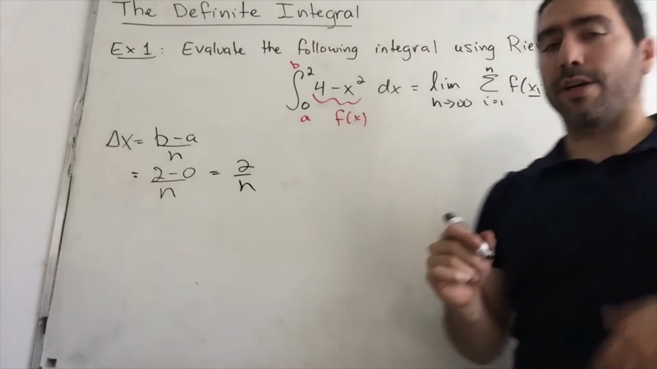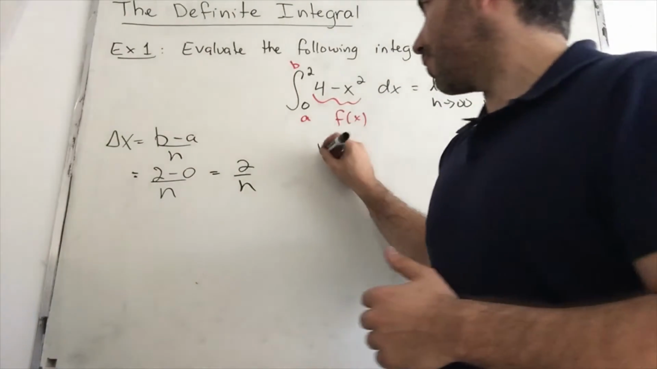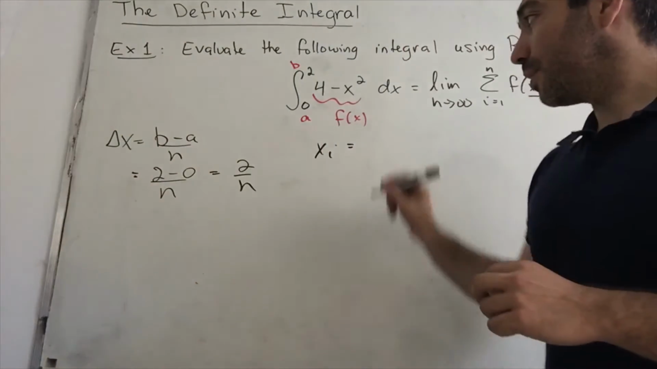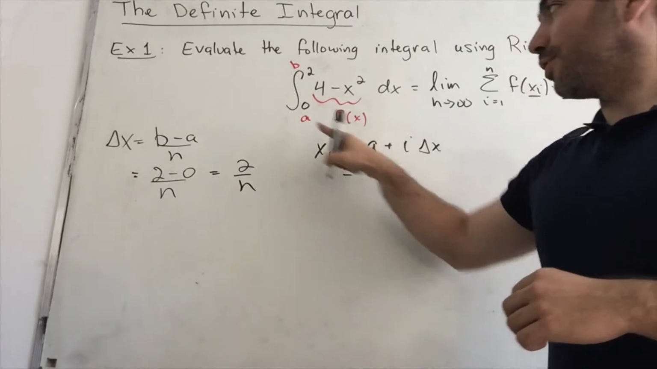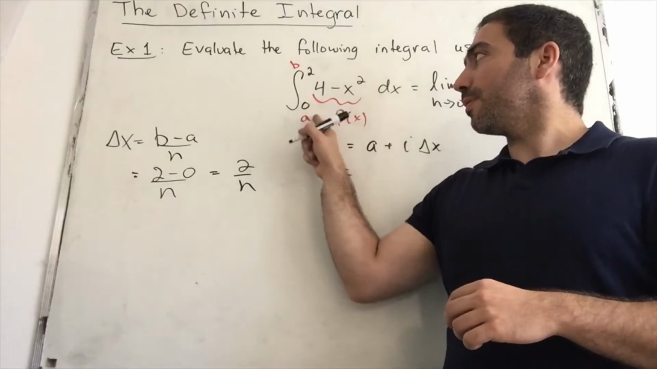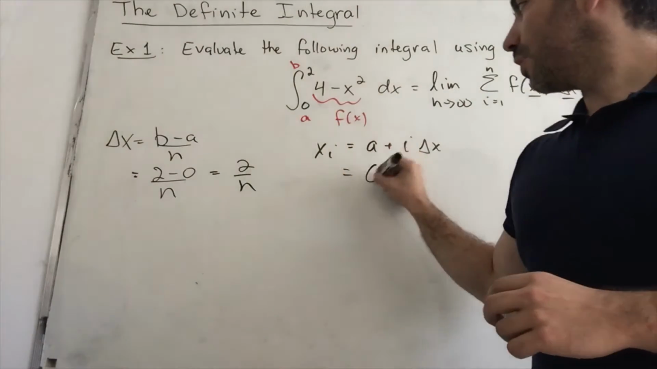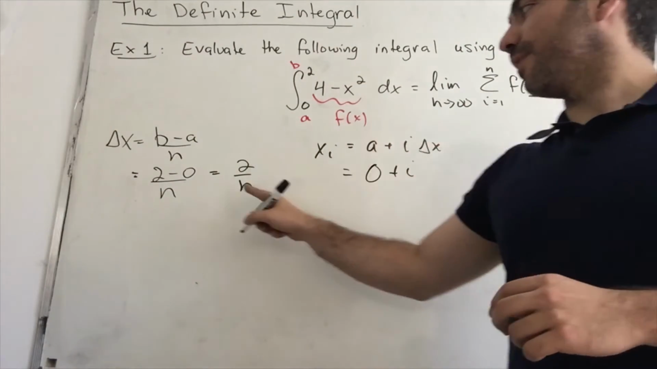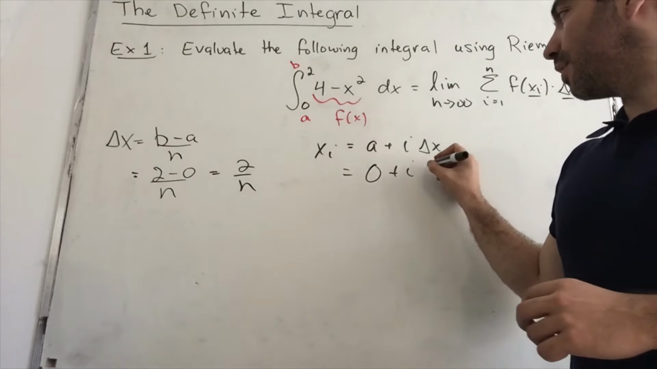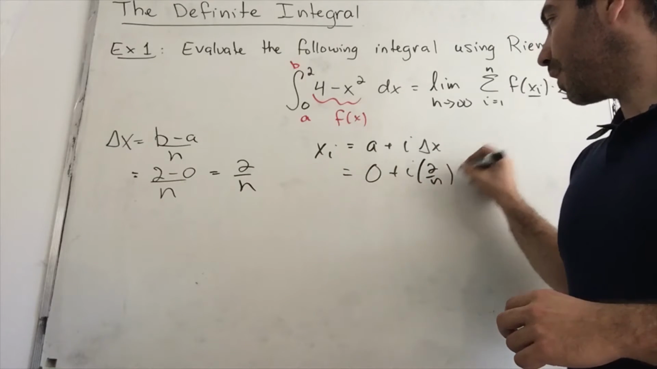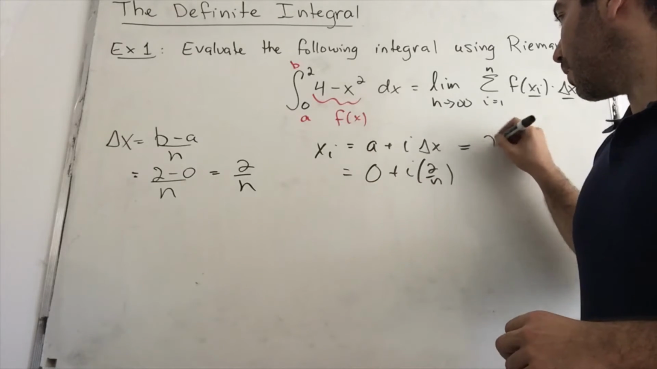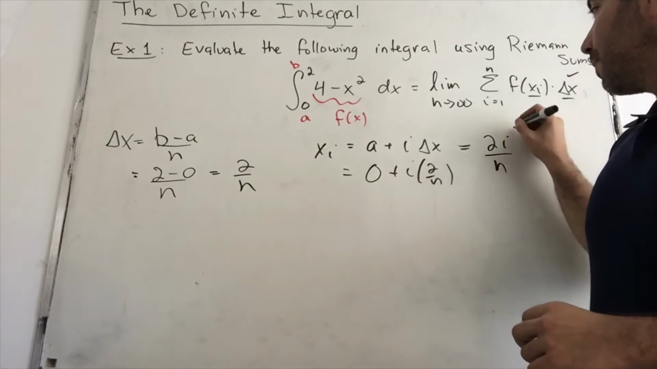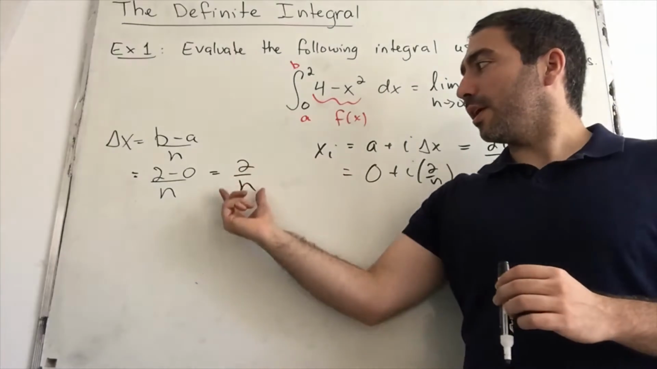Now what we have to do is get our xi. Again, we use the same formula that we've seen earlier when we did Riemann sums. xi equals a plus i delta x. A is the lower limit of the integral, which is 0, and delta x we just found. i is the index, delta x is 2 over n. This tells us that xi is equal to 0 plus i times 2 over n. Okay, so we have this and this.